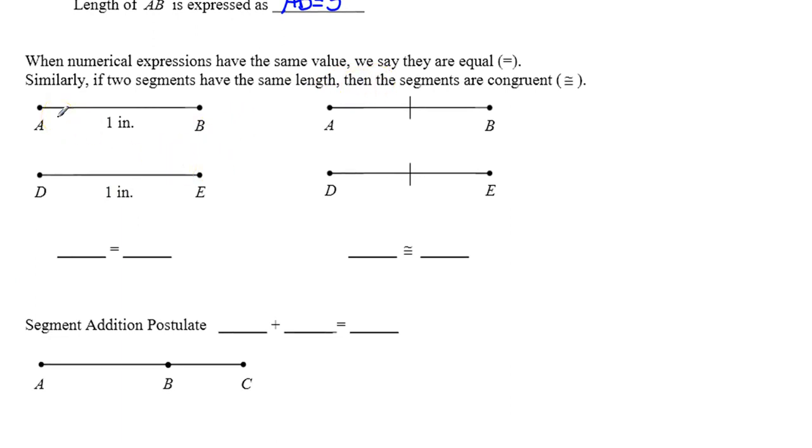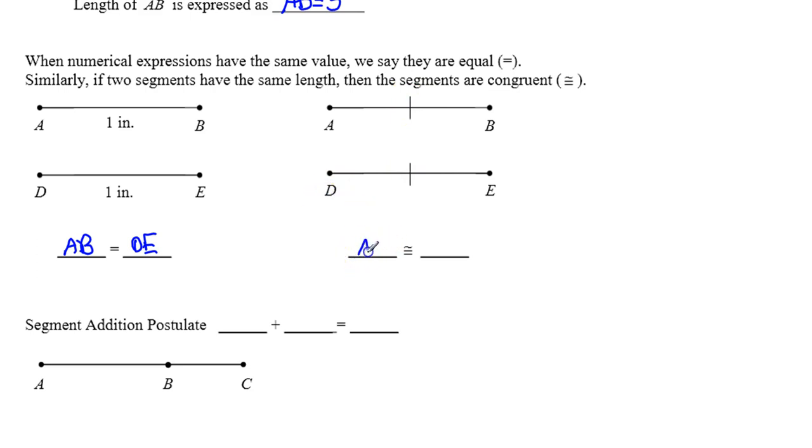When numerical expressions have the same value, we say they're equal. So similarly, if two segments have the same value, then the segments are congruent. So in this first example, where we have AB as 1 inch and DE as 1 inch, we would say that AB equals DE. We write those, and notice we don't put the segment bar over this. In this one, what's indicating that they are congruent is these tick marks. If you have one tick mark and one tick mark, that tells you those two segments are congruent.